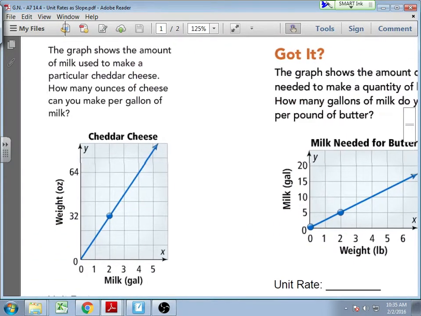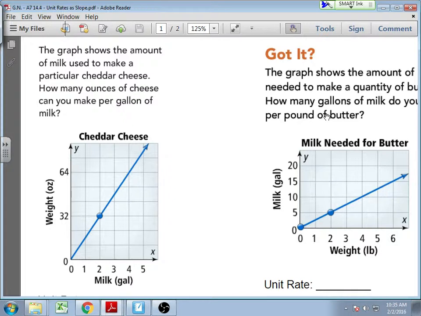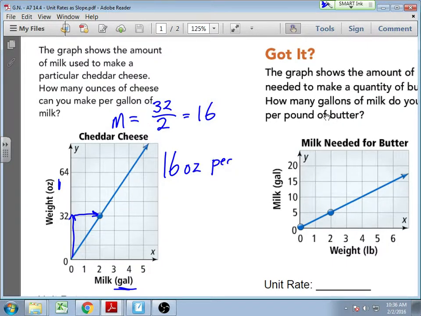Then, if we look at the cheddar cheese graph, how many ounces per gallon? Remember, it's the y per x. Well, I start at 0, 0. That's great because it helps me with my delta y, delta x. What's my delta y here to get to that point? 32. And my delta x is 2. So I really get 16. So it's 16 ounces of cheddar cheese per gallon of milk that they use. So it takes a gallon of milk to make 16 ounces, a block of cheese.